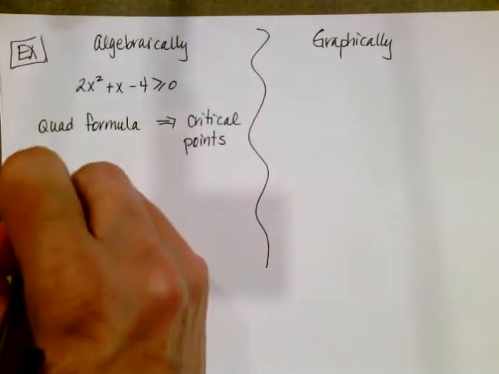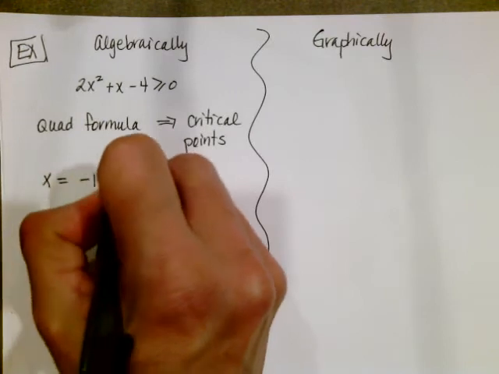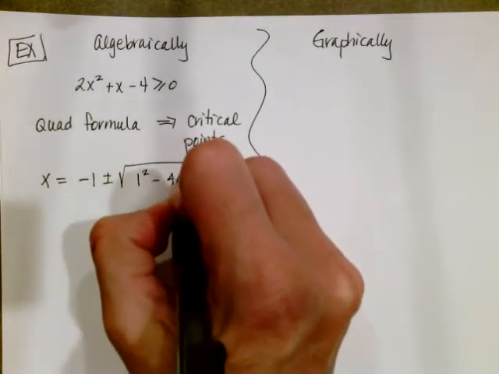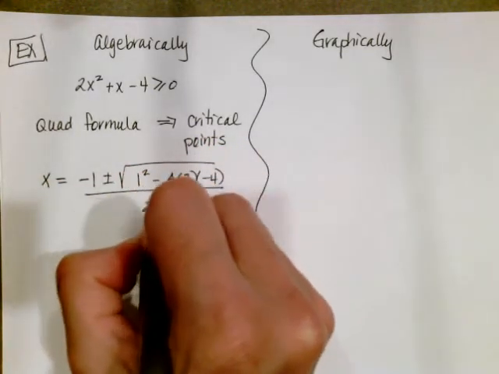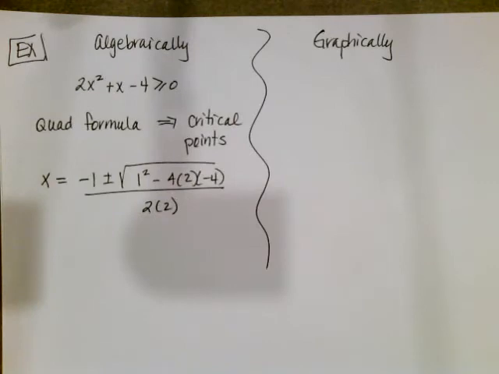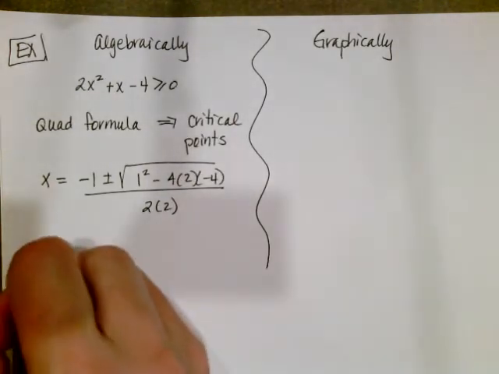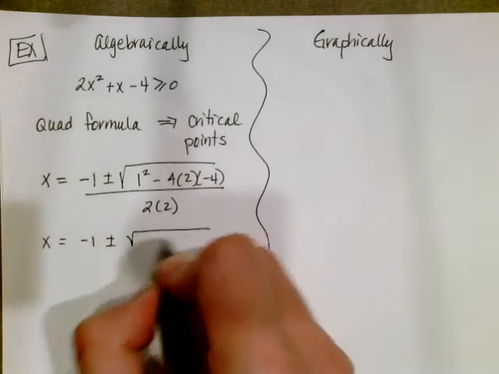All right, so I know that x is equal to negative b plus or minus the square root of b squared minus 4ac, all over 2a. All right? And then at this point, I'm just going to simplify it a little bit, and then I'll finish the rest of it in my calculator.